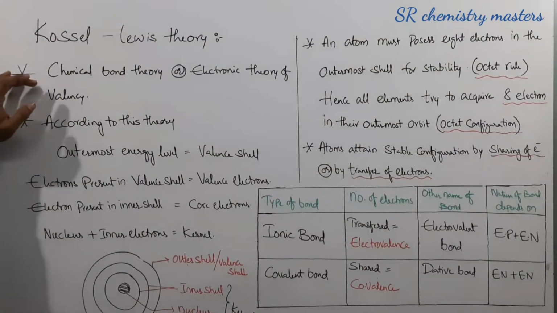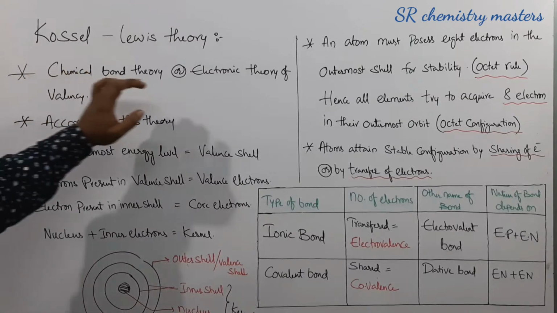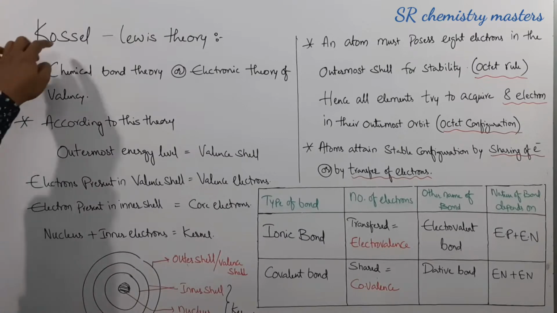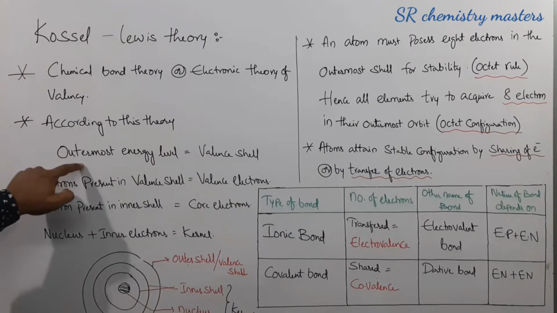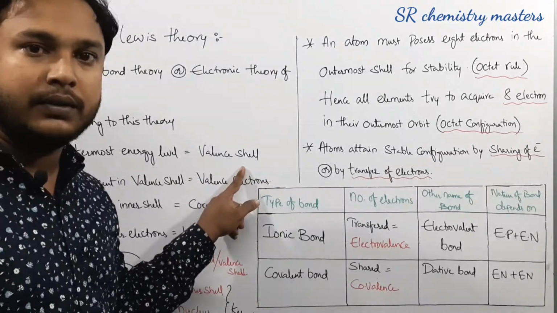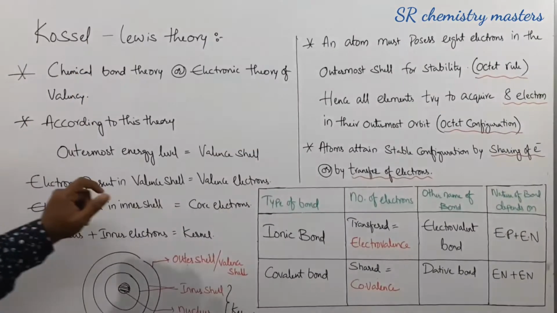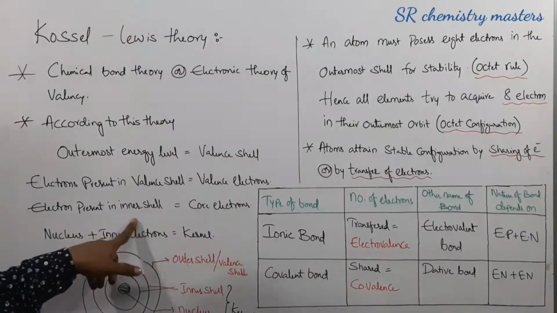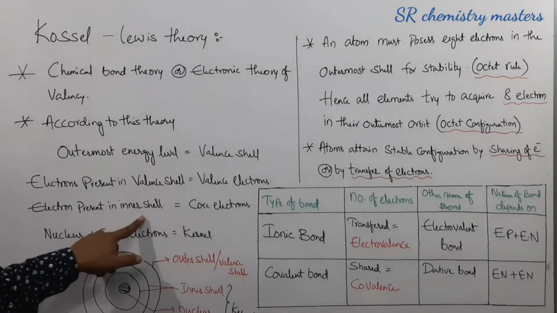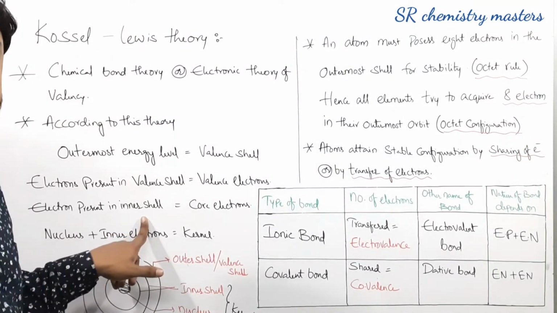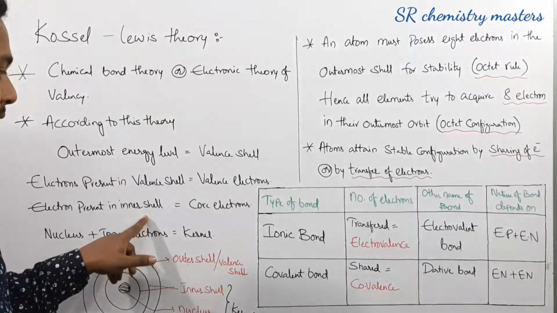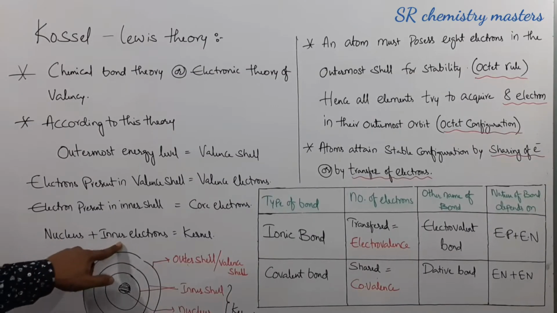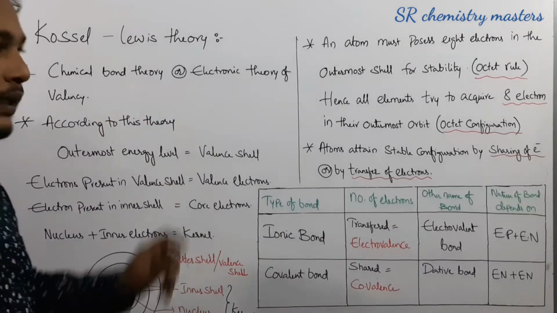This theory is also known as the chemical bond theory or else the electronic theory of valency. These are the other names of this Kossel and Lewis theory. According to this theory, the outermost energy level is known as the valence shell, and the electrons present in the valence shell are considered as valence electrons. Electrons present in the inner shell, that is, all the electrons except those in the outermost shell, are considered as core electrons. Here, the nucleus plus the inner electrons are considered as the kernel as per Kossel-Lewis theory.